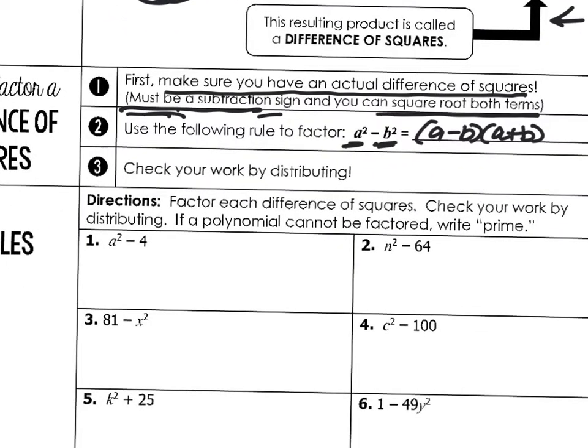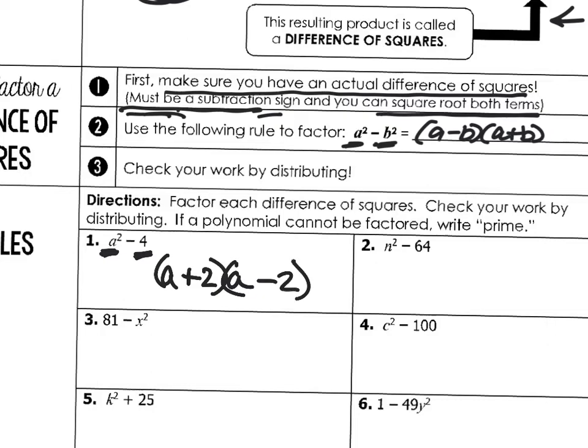So first off, we have a minus, so we're good there. And then the first term is a perfect square, a times a, and the second term is a perfect square, 2 times 2. So my factored form, one of them's going to be plus and one's going to be minus. So the square root of that is a, and the square root of 4 is 2.